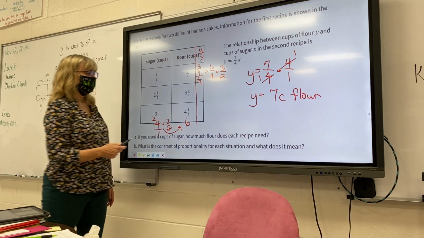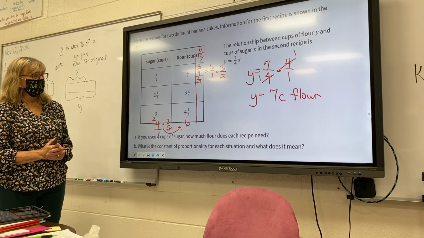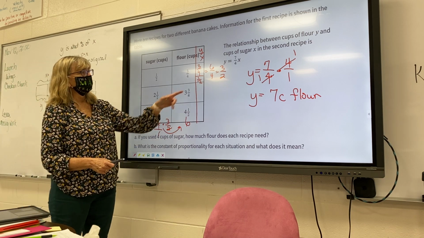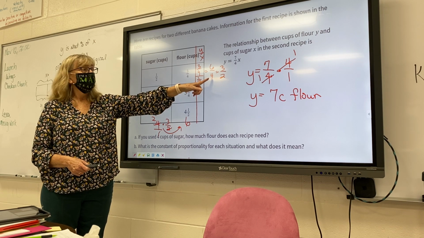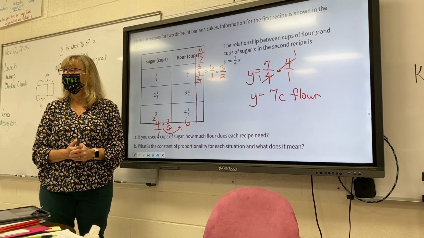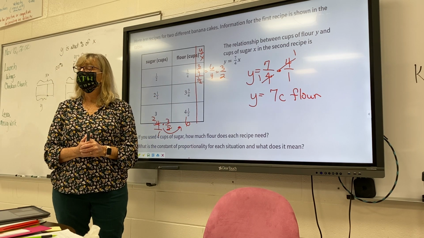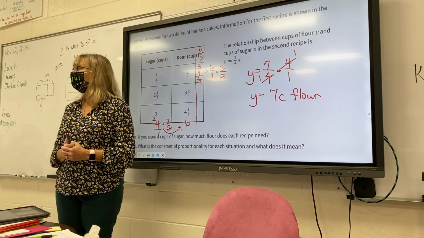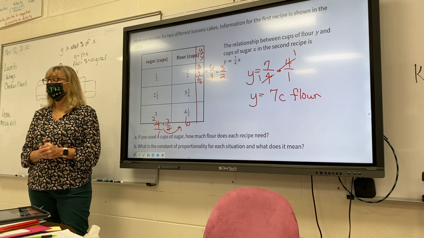For this one, I need 6 cups of flour. What is the COP for each situation? Well, this COP is 3/2 or 1.5. What's this COP? 7/4. Y equals KX. 7/4. Thank you, Thomas.